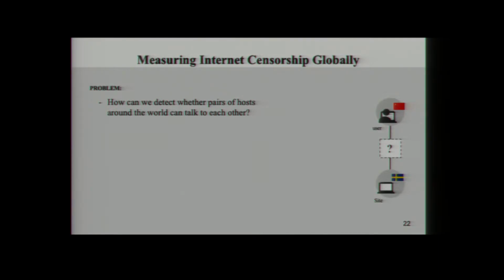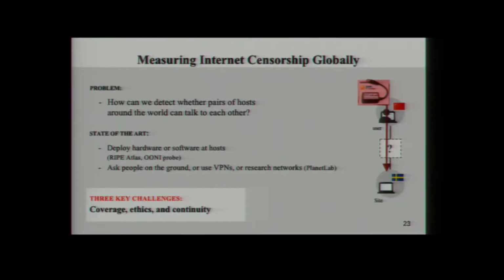I want to state the problem of measuring internet censorship globally and continuously a little bit more formally. The way to state it is: we want to know whether two hosts can talk to each other, can communicate. And we want to know that for as many users around the world, to as many sites. Well, solving this problem turns out to be a very hard problem.